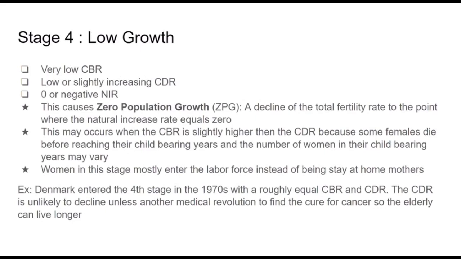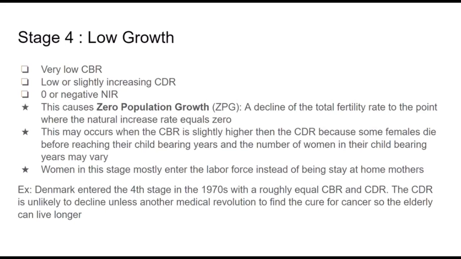Stage 4, low growth. In stage 4, there is very low CBR, low or slightly increasing CDR, and zero or negative NIR. This causes zero population growth, a decline of total fertility rate to the point where the natural increase rate equals zero. This may occur when the CBR is slightly higher than the CDR because some females die before reaching their childbearing years, and the number of women in their childbearing years may vary.